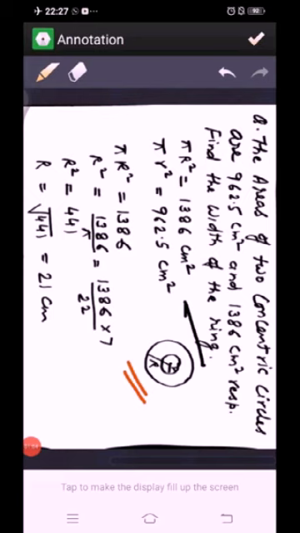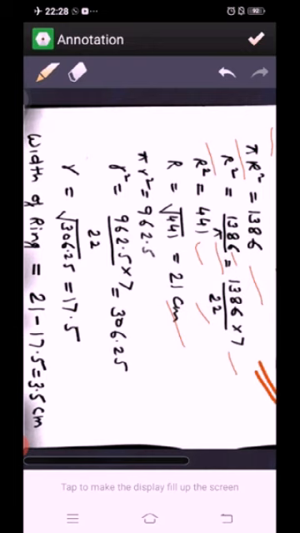Then the area of the bigger circle will definitely be the bigger one. So pi capital R square is 1386 cm square, and pi small r square is 962.5 cm square. Now pi capital R square equal to 1386, so R square equal to 1386 upon pi. We have put the value of pi as 22 upon 7 and calculated it. So we are getting R square equal to 441. So capital R is equal to 21 centimeter.